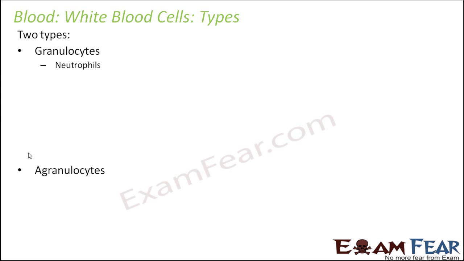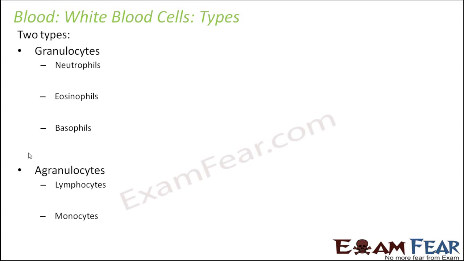Granulocytes are those which have something related to granules. So they have some granular structures, and that is why they are called granulocytes. They are further divided into three types: neutrophils, eosinophils, and basophils. And agranulocytes are again further divided into two types, that is lymphocytes and monocytes. So let us quickly discuss each of these types of WBC.